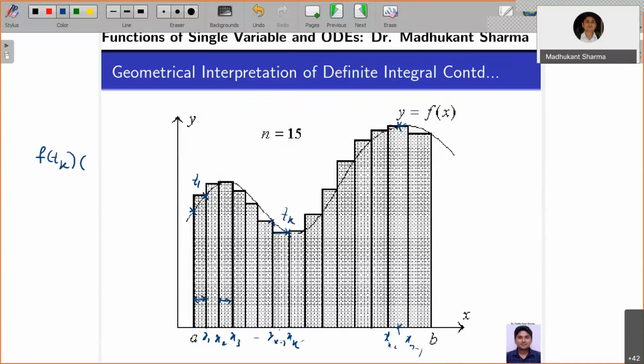into the width of the rectangle, which is xk minus xk minus 1. And if you put the sum over it, summation k equals 1 to n, that will give you the sum of the areas of all the rectangles, and that is going to approximate this area, which we are going to denote by integration a to b f of x dx.